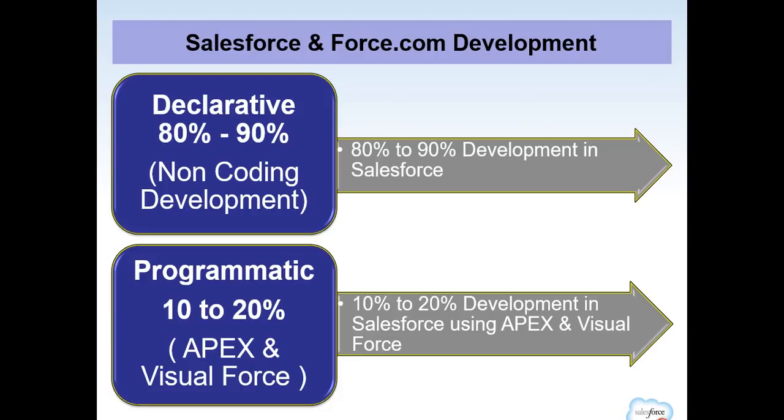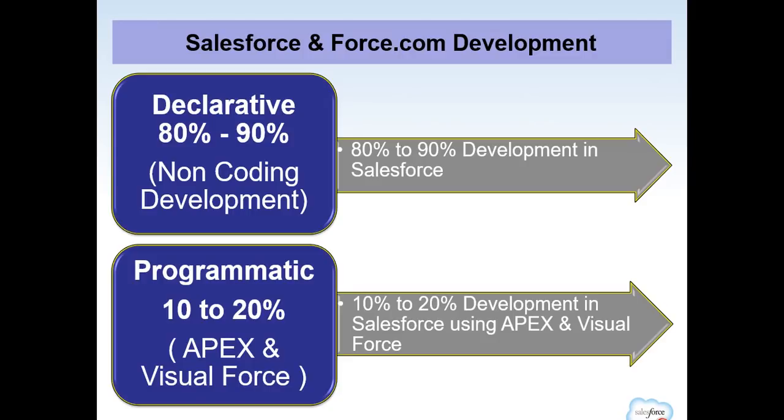Now just assume you are going to work on these projects, either on a custom application development project or on a Salesforce CRM implementation project. Interestingly, out of the entire 100% of projects, 80 to 90% of development happens without any kind of coding.